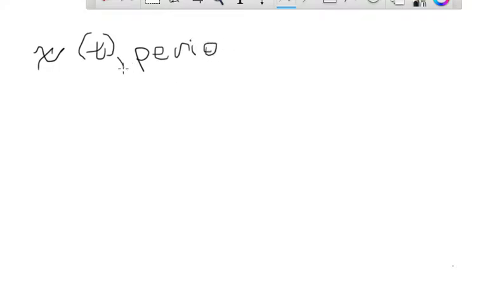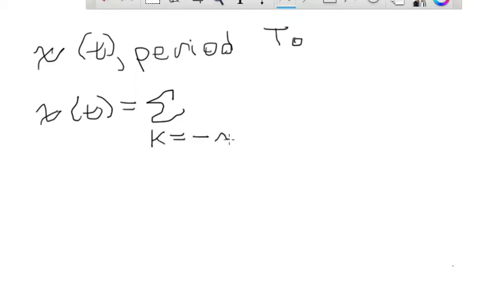Review Fourier series. So the general idea of Fourier series is that if you have a signal, let's call it x of t, that is periodic with period t naught, we can write that x of t as a sum of complex exponentials. I'll write this as k equal to minus infinity to infinity, a bunch of complex exponentials weighted by these complex Fourier series coefficients a k.